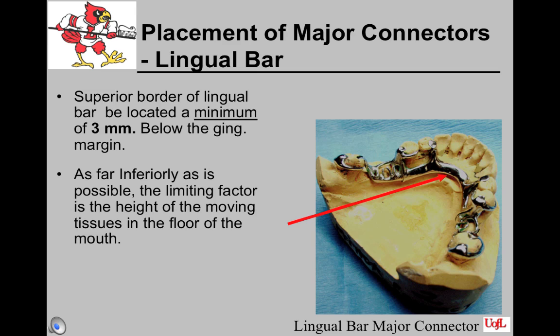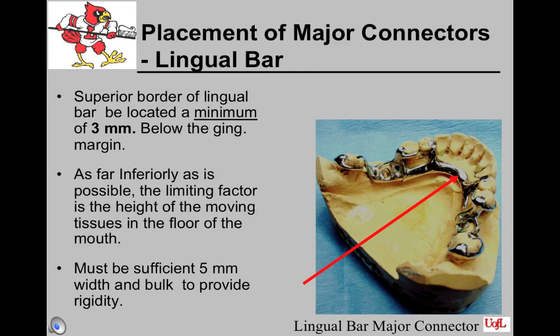A patient must be able to stick his tongue out and lick his upper lips, and also be able to touch the palate without impinging on the inferior border of the major connector. A minimum of 8 millimeters of space must exist between the marginal gingiva and the movable tissues of the floor of the mouth, or a lingual plate would be utilized. The superior-inferior width of the bar must be 4 to 5 millimeters, depending on the text read, but the idea is the thinner the bar, the more bulk it has to have in order to give it the rigidity necessary to keep from distorting the framework.